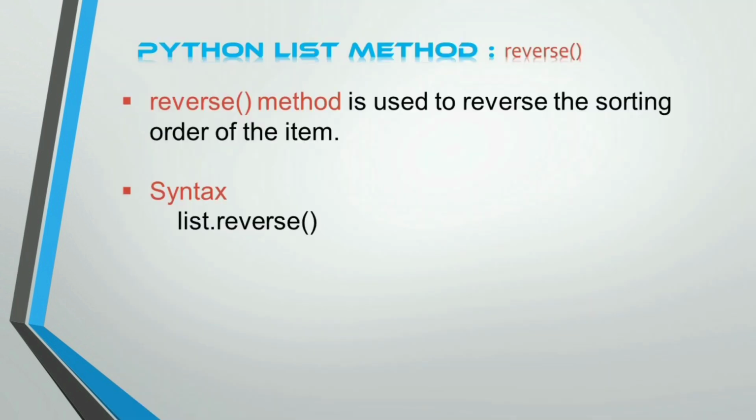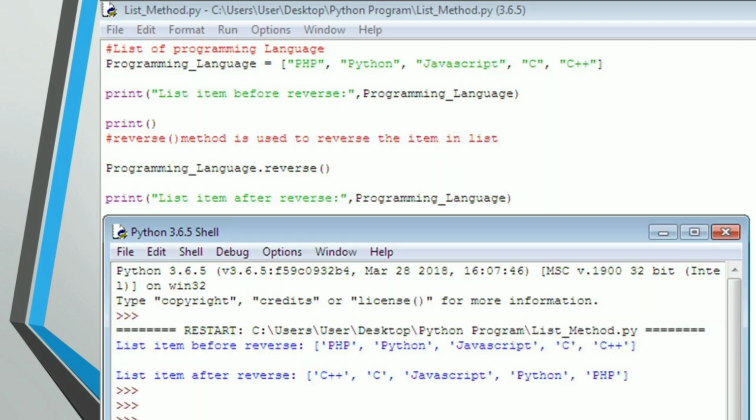Next one is reverse method. Reverse method is used to reverse the sorting order of the items. Syntax of reverse method is list.reverse. You can see in Python IDE, list items after reverse start from C++.